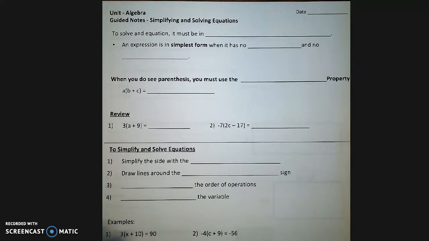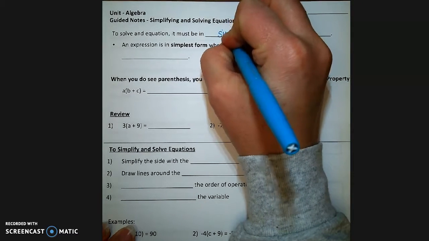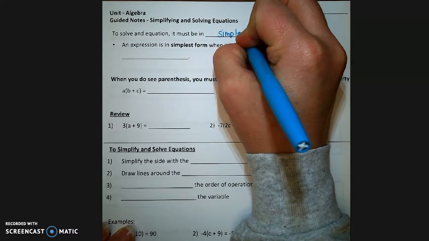Hello again. We are going to be simplifying and solving equations today. So we're going to pull in some more of those simplifying expression skills that we learned in our last topic, and we are going to use them to help us solve our equations now. So to solve an equation, it must be in simplest form.